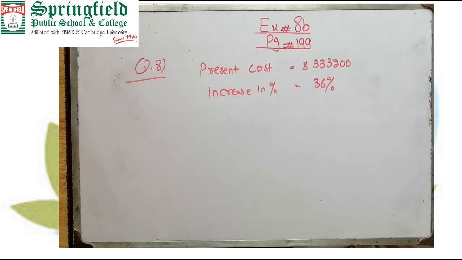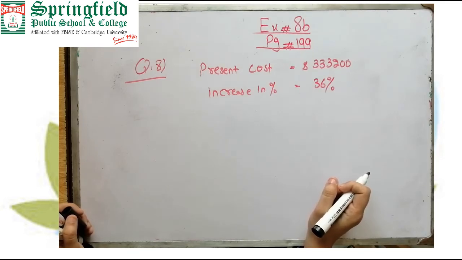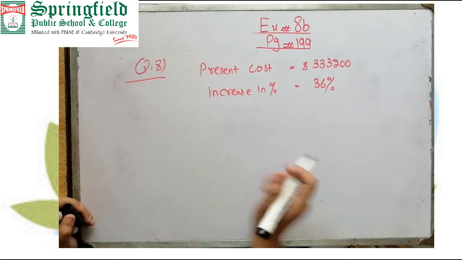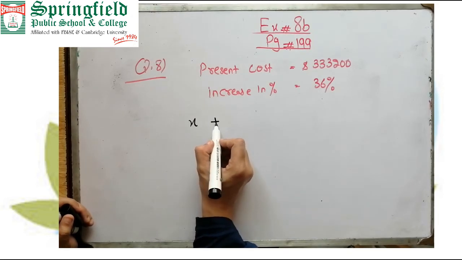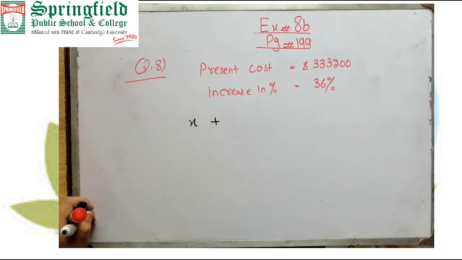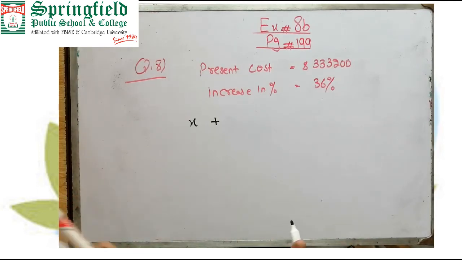So then according to the statement, what will be the equation? They are saying that if the cost of the house today is this, then find out the cost when it was built. So a house costs 36% more than when it was built. More than means we'll add: x plus. So x is the initial cost. The initial, meaning starting cost, is x.